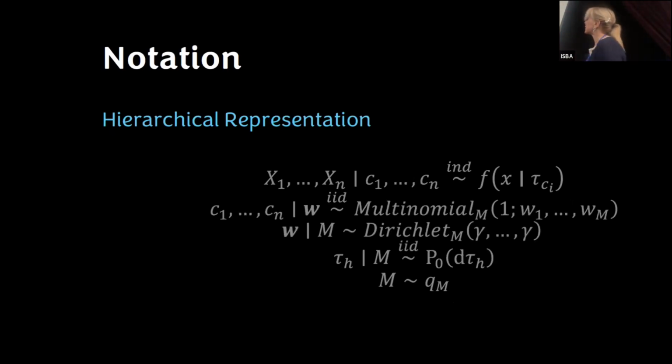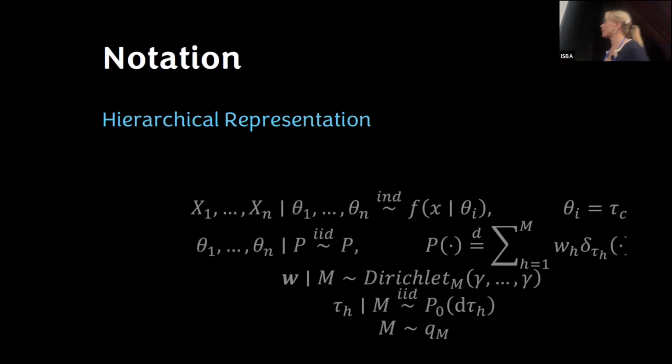Then we can re-represent the same thing using the allocation vector C. So each c_i tells me to which component observation i is assigned. And then we can do the usual representation, x_i given c_i comes from the specific component. And on this, we assume that the c_i have the usual multinomial distribution with weights W, which are the weights of the mixture. And on the weights, we have the usual Dirichlet prior, exactly the same as before.